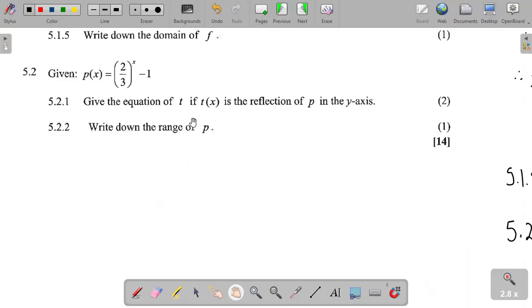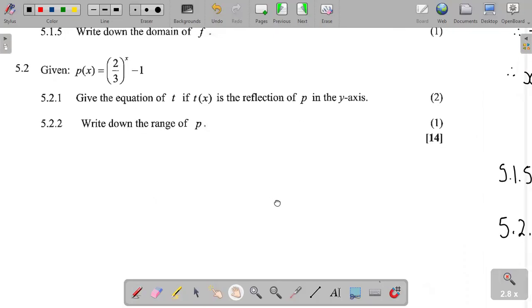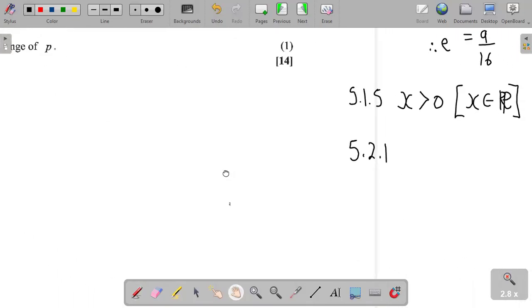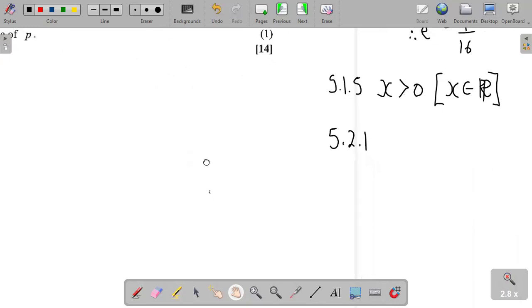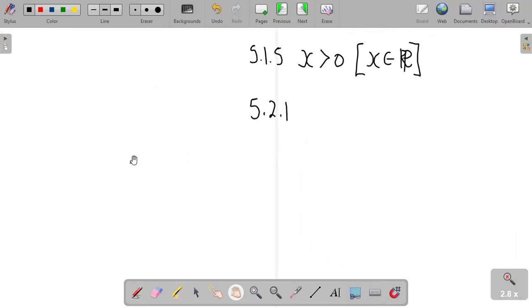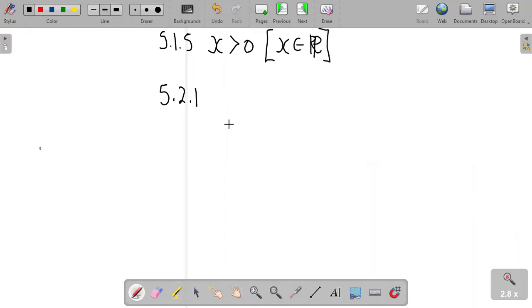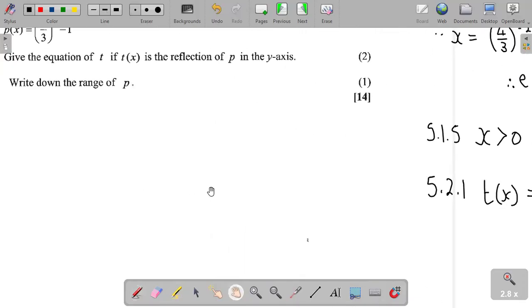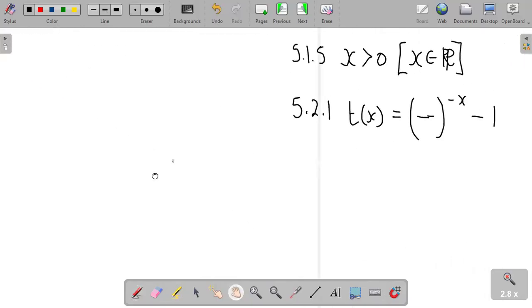Reflection of p in the y-axis just means that the x here will become negative, isn't it? x will become negative. If we reflect in the y-axis, t of x will be equal to (2/3) to the power negative x, and then minus 1.